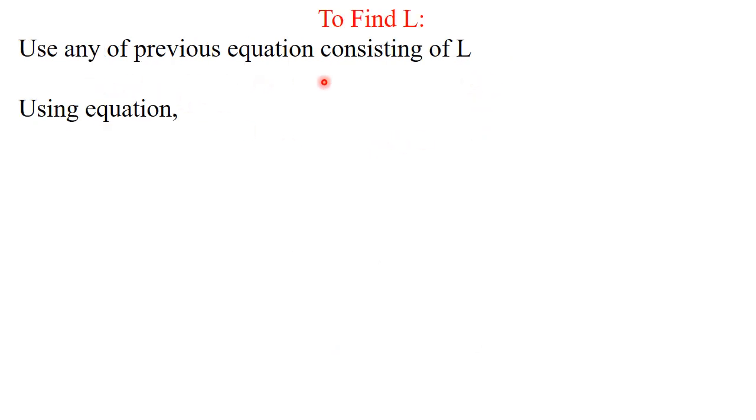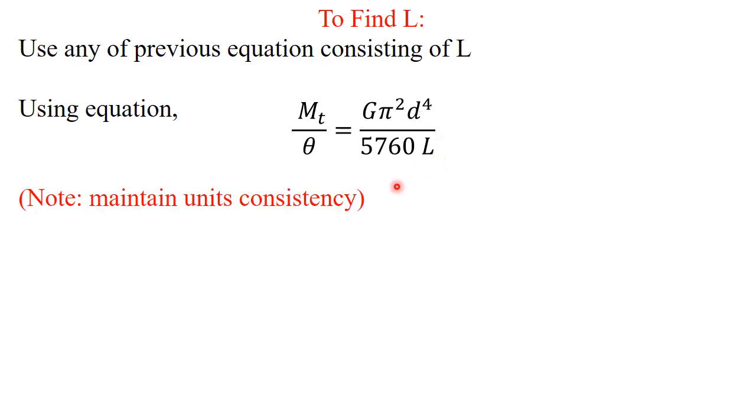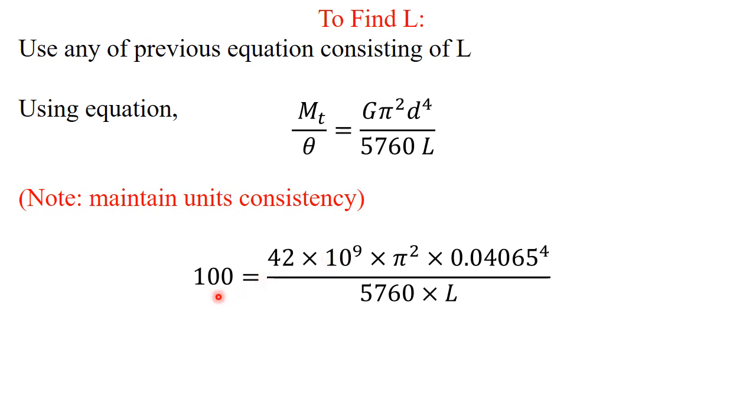This is D. Similarly, you have to find L. Any previous equation consisting of L, I am using this equation, mt by theta is given. D we have now found out. L remains the only unknown. You can find out the value of L. Again, units must be seen whether they are consistent or not. I always prefer to have SI units.